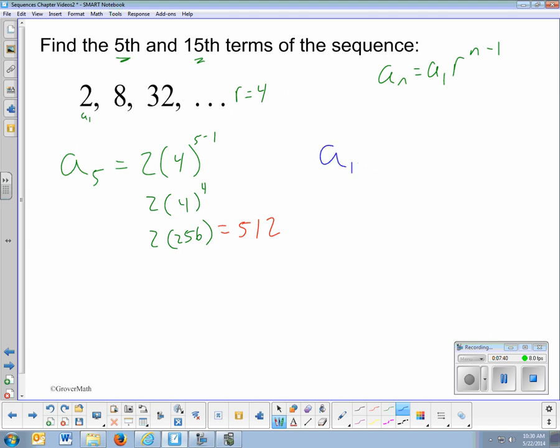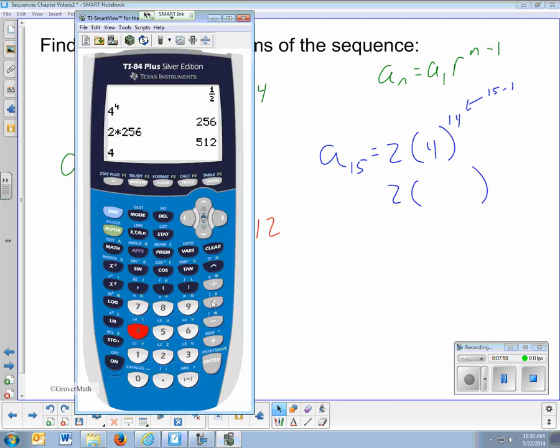So a15 equals your first term times r raised to the 14th. Remember, your n minus 1 would be 15 minus 1 for the 15th term. So that's 2 times 4 to the 14th. Let's see if this number might even be too big for my calculator. Let's see. 4 to the 14th. Oh, that's a large number. And then I'm going to multiply that by 2. And it's going to be another very large number.